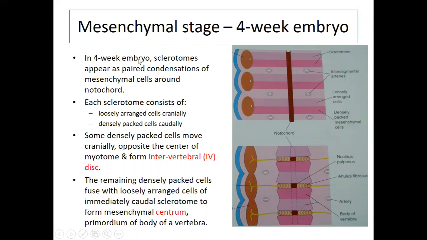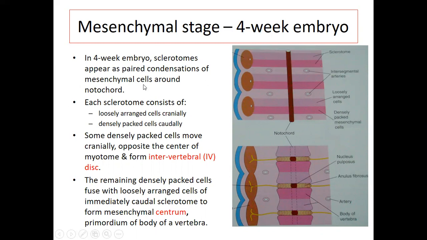Okay, during the 4th week of embryo, the sclerotome appears as a paired condensation of mesenchymal cells around the notochord. If you see here, this rod is the notochord. The sclerotome appears as a paired condensation. This is the sclerotome. You see here, we have a paired condensation, right? That represents a different color, the paired condensation of the mesenchymal cells around the notochord. You can see here on the right side, and also on the left, on each side we have the sclerotome, paired.